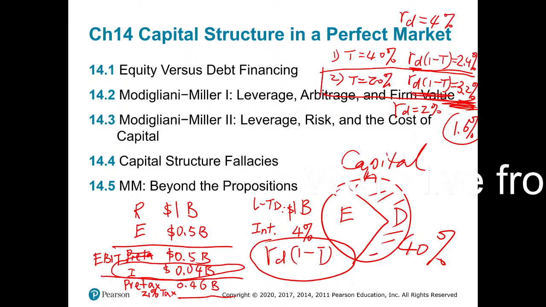So we are going to have 5 topics for this chapter, and the major discussion is on the MM theory, Modigliani and Miller theory, and that's a Nobel Prize winning theory. And I would encourage you to look at the original work, and it's very elegant financial theory.